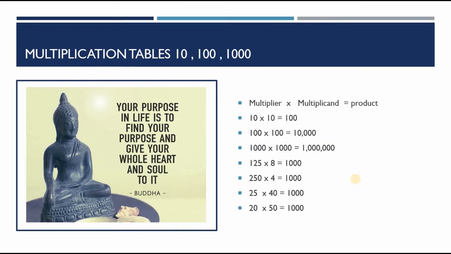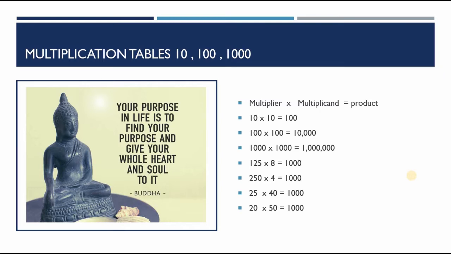Sometimes it helps us to work faster in multiplication and division if we are familiar with the multipliers and multiplicands of 10, 100, and 1,000. 10 multiply 10 is equal to 100. 100 multiply 100 is equal to 10,000. 1,000 multiply 1,000 is equal to 1,000,000.